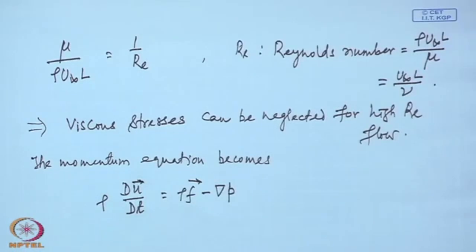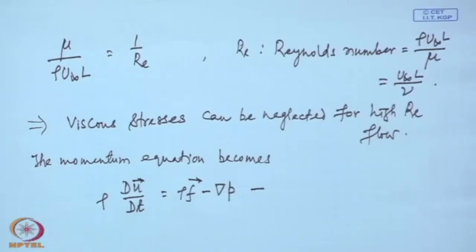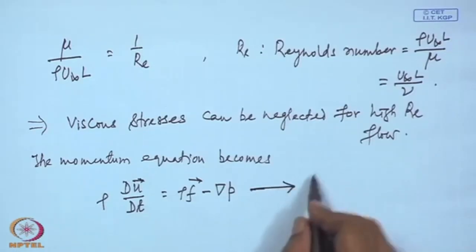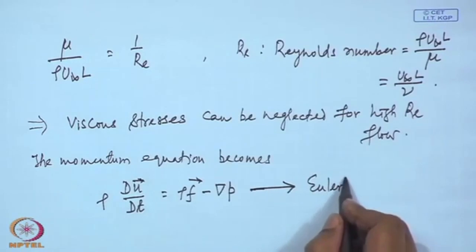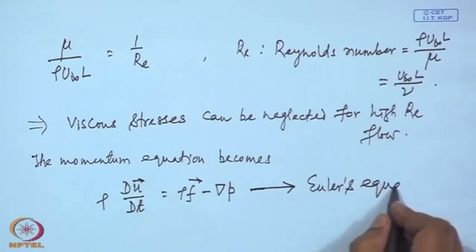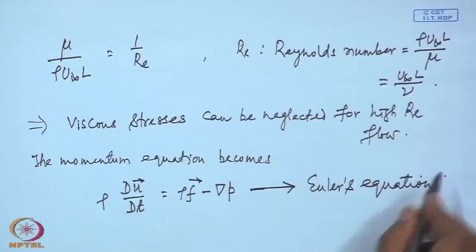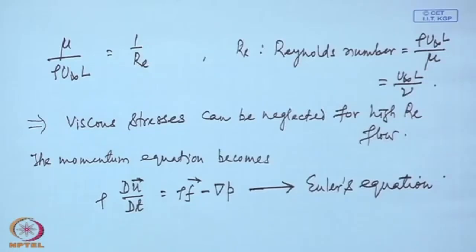Mu Laplacian u is dropped. This is the governing equation, or the momentum conservation equation, for inviscid flow, and this equation is named Euler's equations. So, the inviscid form of the Navier-Stokes equation is called the Euler's equation. When the viscous terms are dropped from the Navier-Stokes equation, the resulting equation is called the Euler's equation.